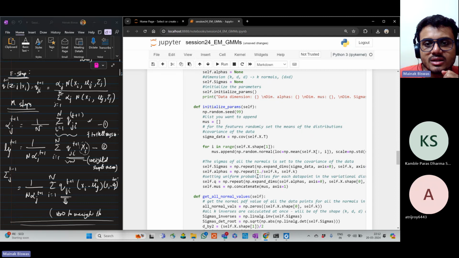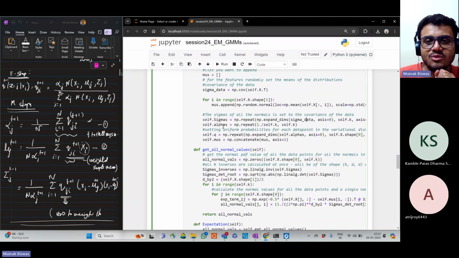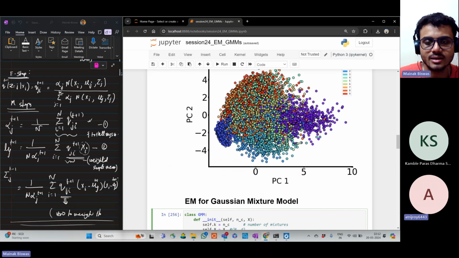For sigmas, I'm setting them equal to the data sigma. Alphas, I'm putting to be equal probability. And Q also, I'm putting to be equal probability. Is the starting criteria clear? Only the means are initialized intelligently.